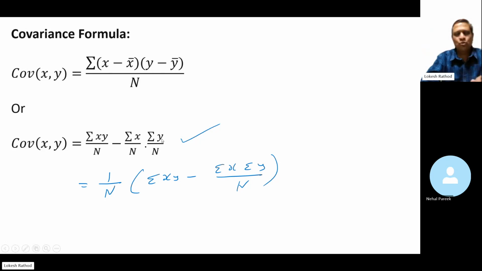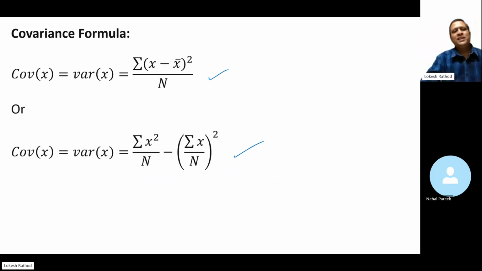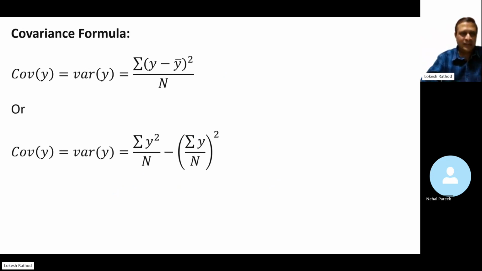Yes, sir. If you remember the relationship, that also helps in memorizing the formula. And covariance of x with x is nothing but variance of x, and covariance of y with y is nothing but variance of y.